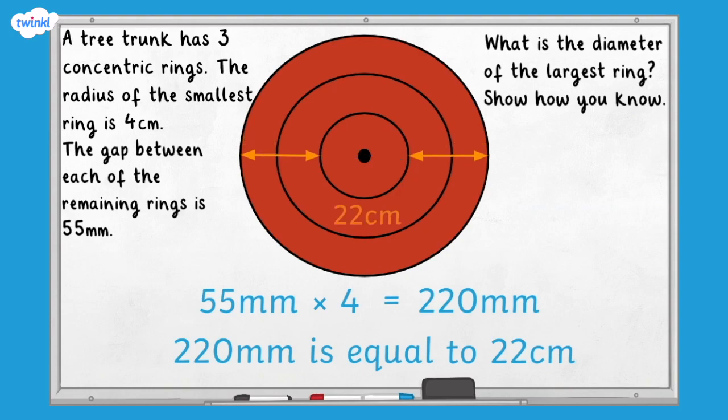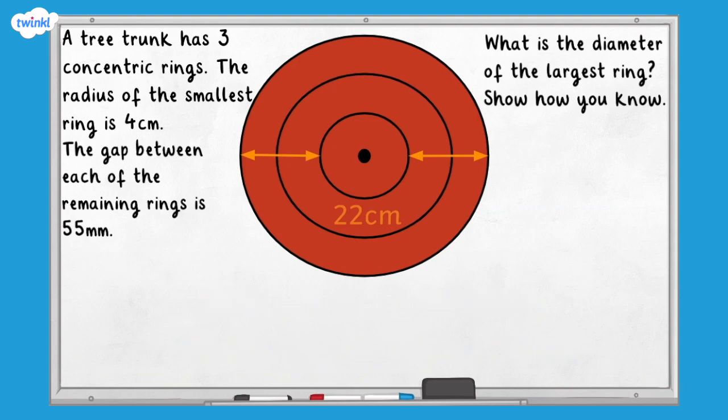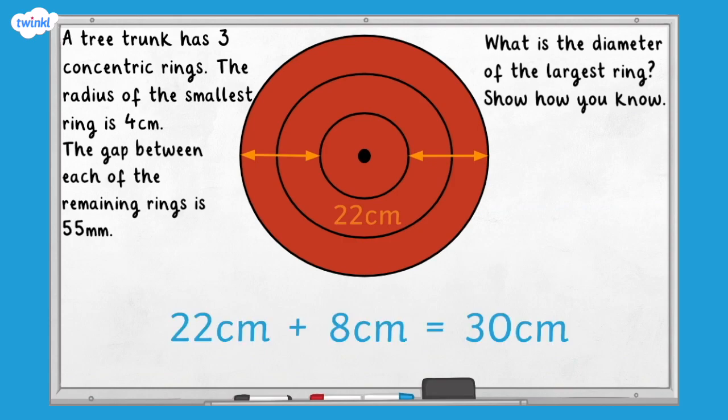220 millimetres is equal to 22 centimetres. So the total length of the gaps is 22 centimetres. If we now add together the total of the gaps and the diameter of the smallest ring, this equals a total diameter of 30 centimetres for the largest ring. 22 centimetres plus 8 centimetres equals 30 centimetres.